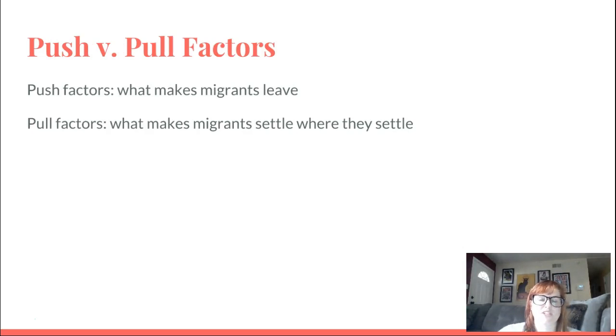Okay, so just in case it hasn't been clear thus far, push factors are what make migrants leave. So war in Syria, the push factor is a war, right? It's a political push factor. And the pull factor is what makes them settle where they settle. Lots of people settle in the U.S. because of economic opportunity. So that economic opportunity is pulling migrants to the U.S.